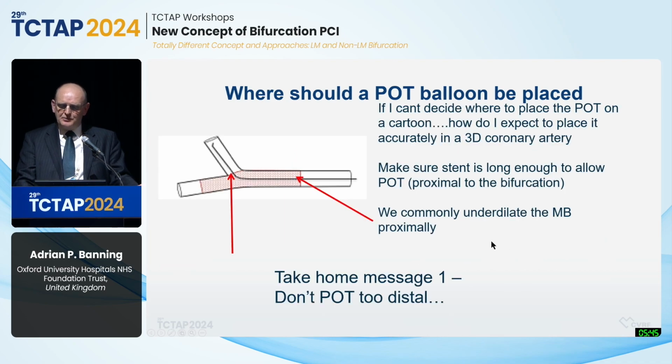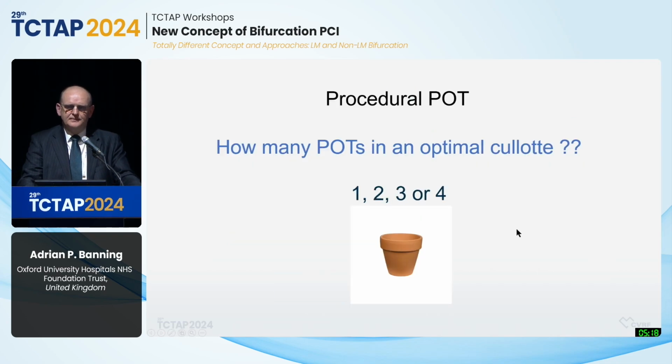So if I can't decide where to place the POT on a cartoon, how can I possibly expect to place it in the right place in someone's coronary artery? And the other thing for you to remember is you must always make sure your stent is long enough to allow the POT to be done safely, so that you don't end up injuring the vessel here because you haven't got enough coverage to allow POT to be done properly. Underdilating the main branch proximally is not the thing to do, so please don't POT too distal.